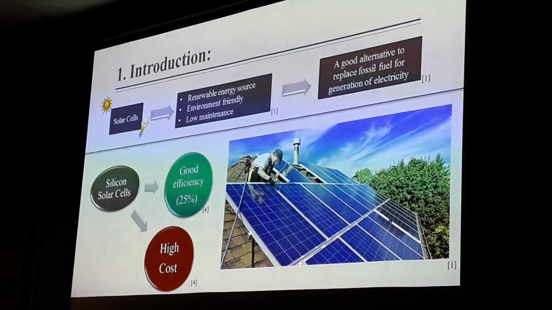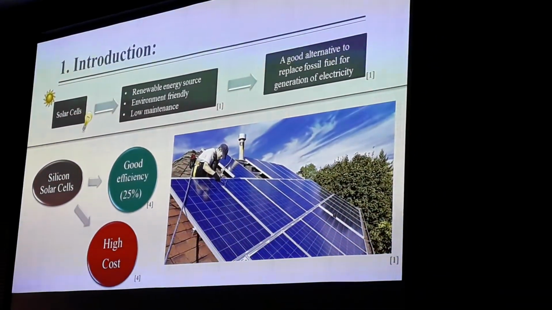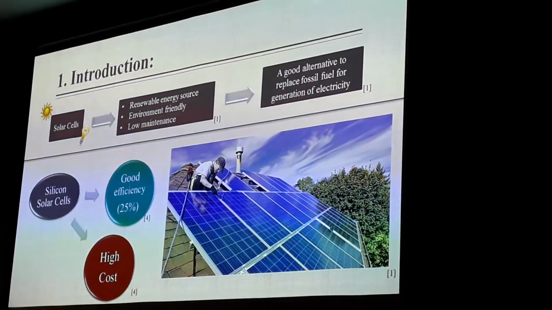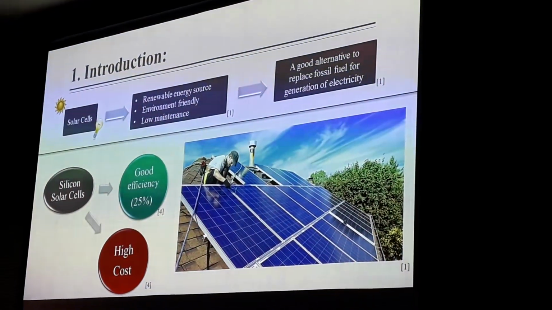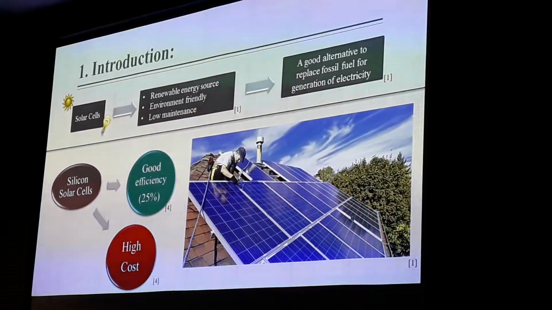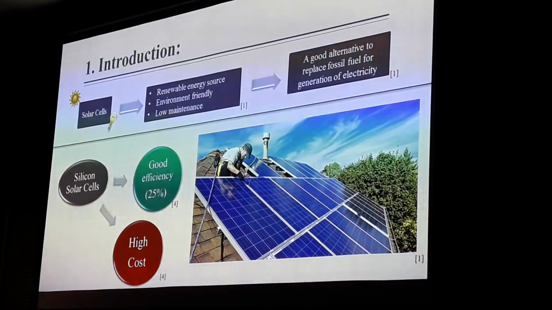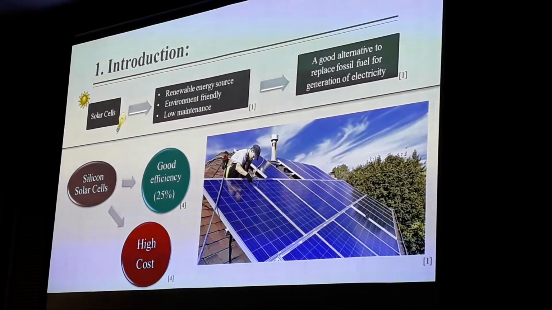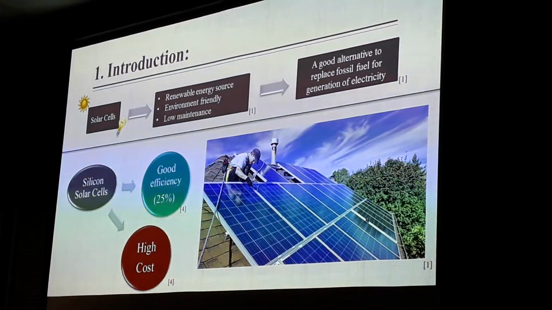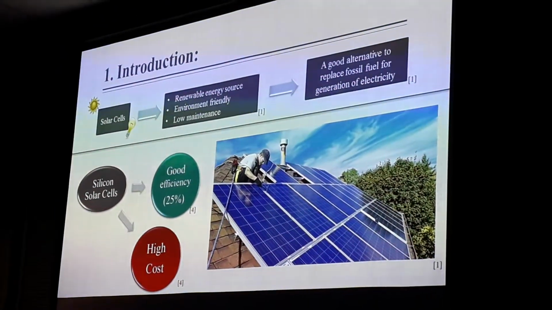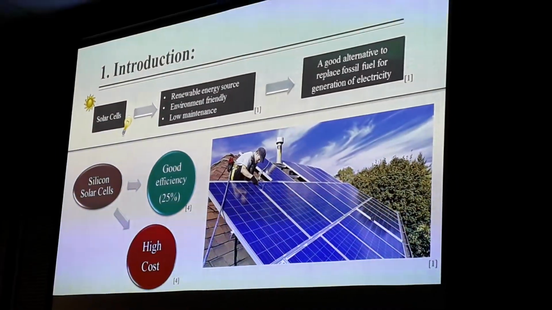So, first of all, as we know, the solar cell is quite popular device. It converts solar energy into electrical energy. It is a renewable energy source, environment friendly and low maintenance. So it can be a really good alternative to fossil fuels for generation of electricity. Nowadays we can see the silicon solar cells are quite popular and they have really good efficiency, around 25%.